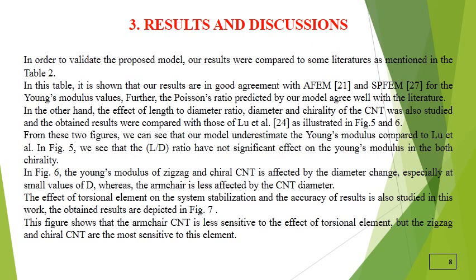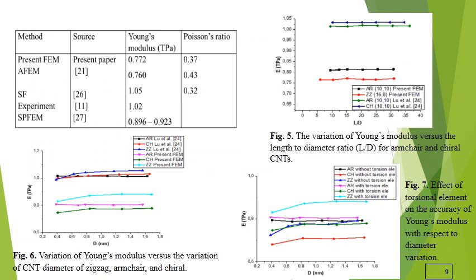In order to check the accuracy of our method, it is compared with the literature in table 2. There is a good agreement between our method and those of AFEM [21] and SPFEM [27] for the Young's modulus. Also, the Poisson's ratio predicted by our method agrees well with the literature. On the other hand, the effect of length to diameter ratio, diameter and chirality of the carbon nanotube is also studied. Our results are compared with Liu et al.'s work and shown in figures 5 and 6.